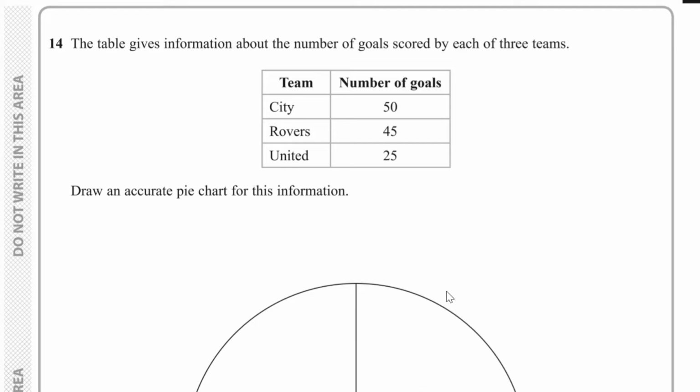Question number 14. The table gives information about the number of goals scored by each of 3 teams. So we've got City, Rovers and United, and the number of goals. We have to draw an accurate pie chart for this information. So the first thing we need to do is find out the angle. So the angle, that's equal to the frequency divided by the total times by 360. So it would make sense for us to create another column called the angle.